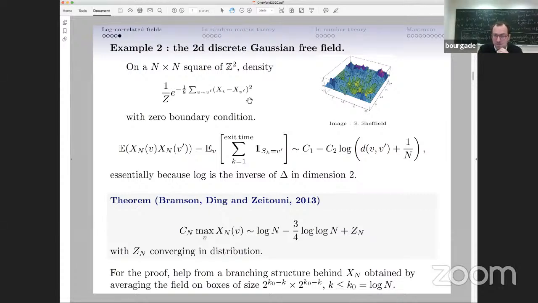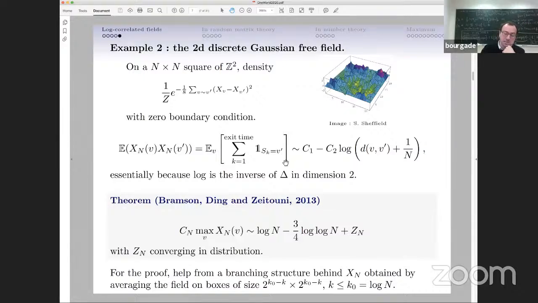If you want to understand the log-correlated field for this model, actually starting with this explicit density is not such a good idea. The best way is to have a different representation saying that this actually corresponds to a Gaussian vector with covariance given by the Green function. So the expectation of the value at V times the value at V prime is equal to the expectation, starting at V, of how many times a standard random walk would visit V prime up to the moment it exits the box.